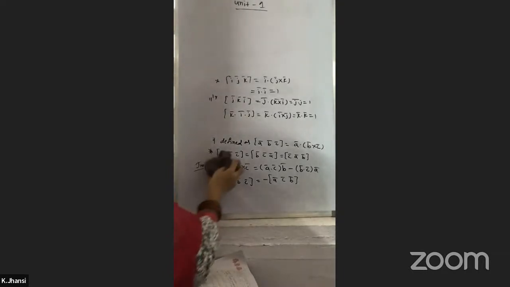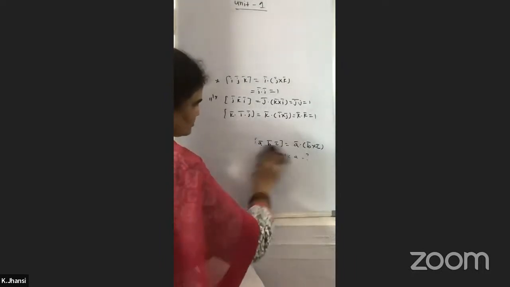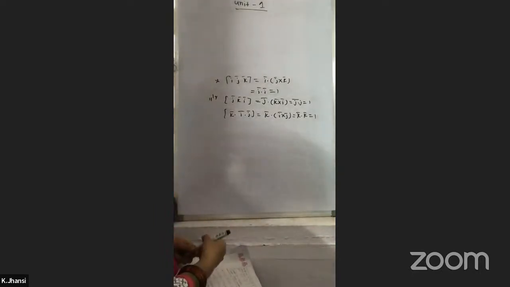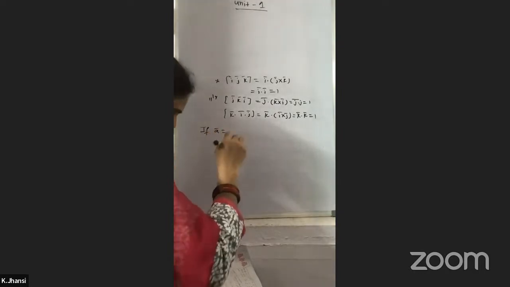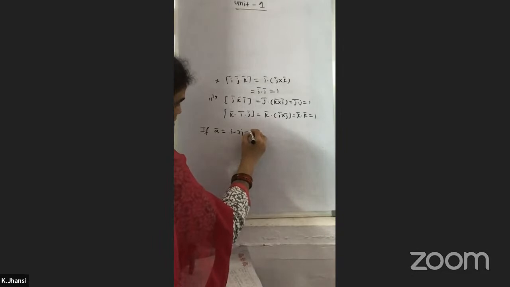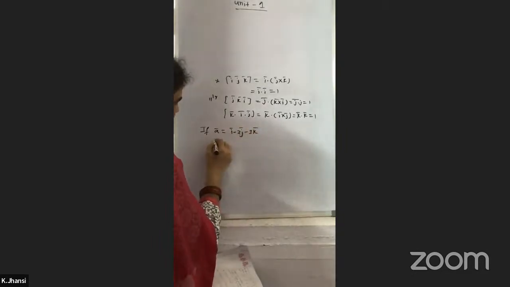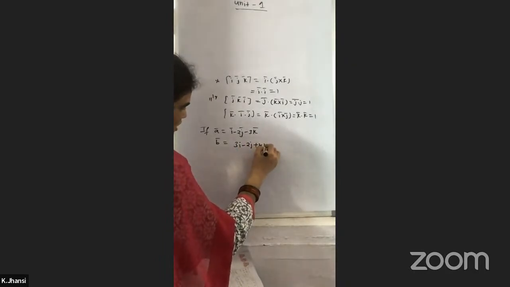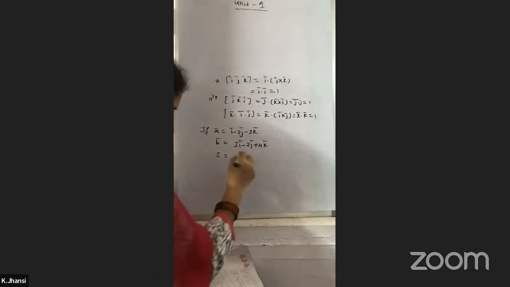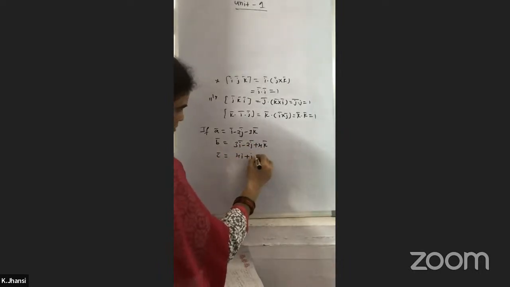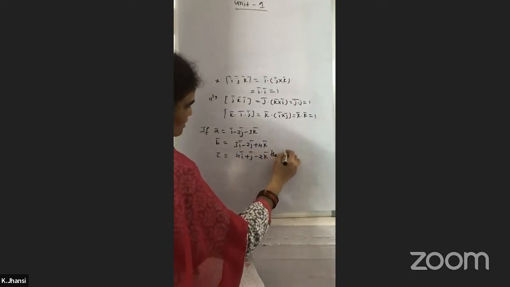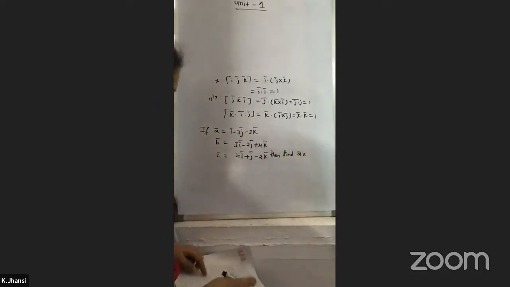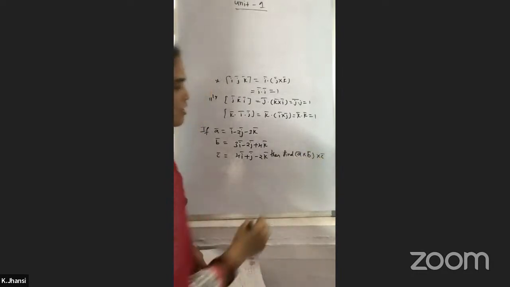So now we'll find one value of A cross B cross C. So three vectors are given, then find A cross B cross C. A is equal to i minus 2j minus 3k, and B is equal to 3i minus 2j plus 4k, and vector C is equal to 4i plus j minus 2k. Then find A cross B cross C. Okay.